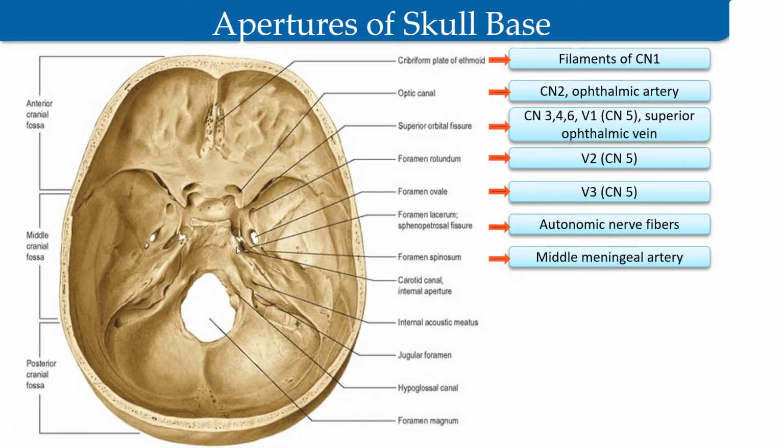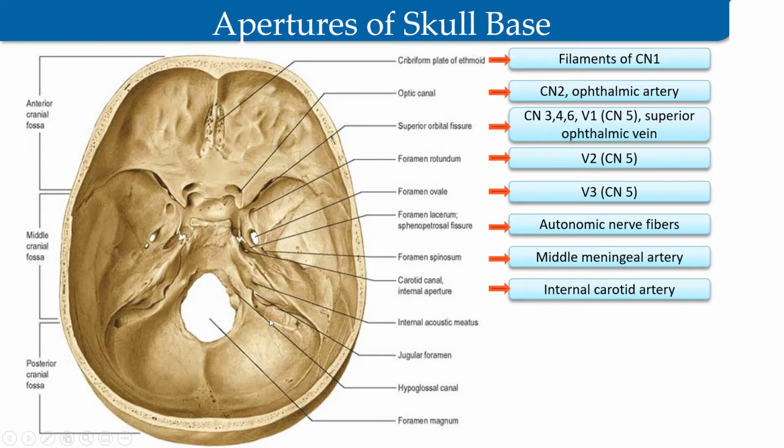At the apex of the pyramid, you can find the opening of the carotid canal. The internal carotid artery appears here, and then it runs forward along the sides of the body of sphenoid, where we can see the carotid groove here.